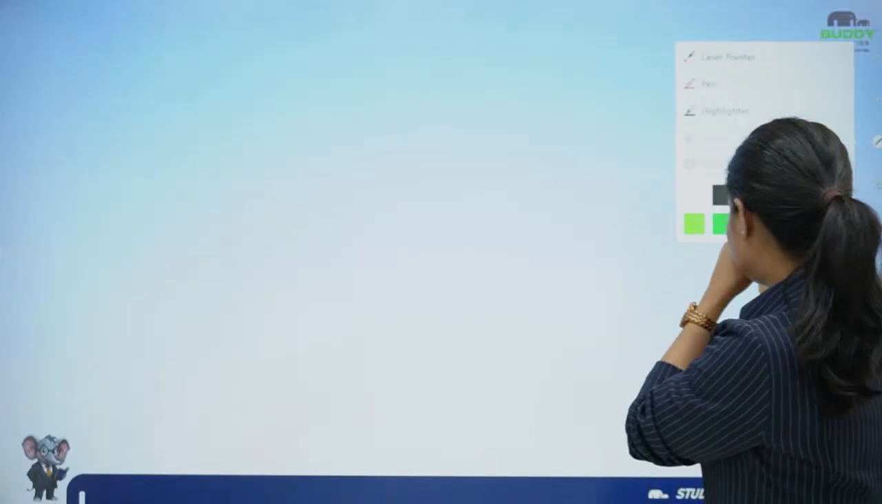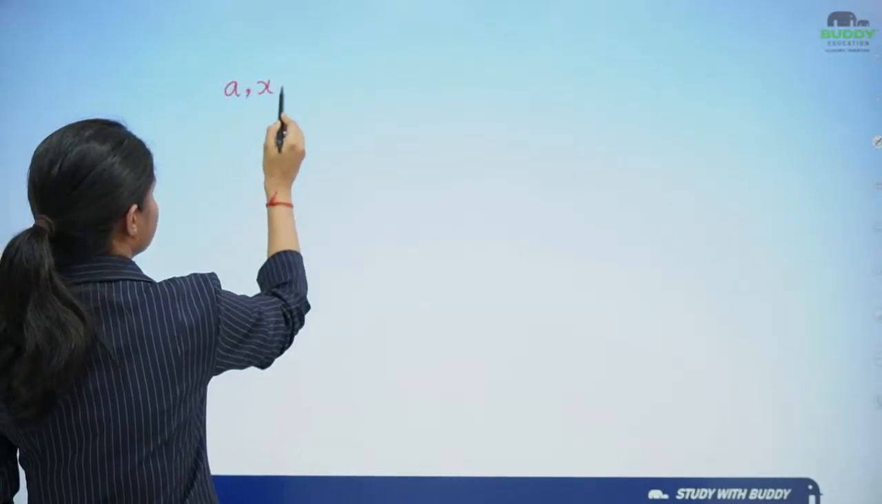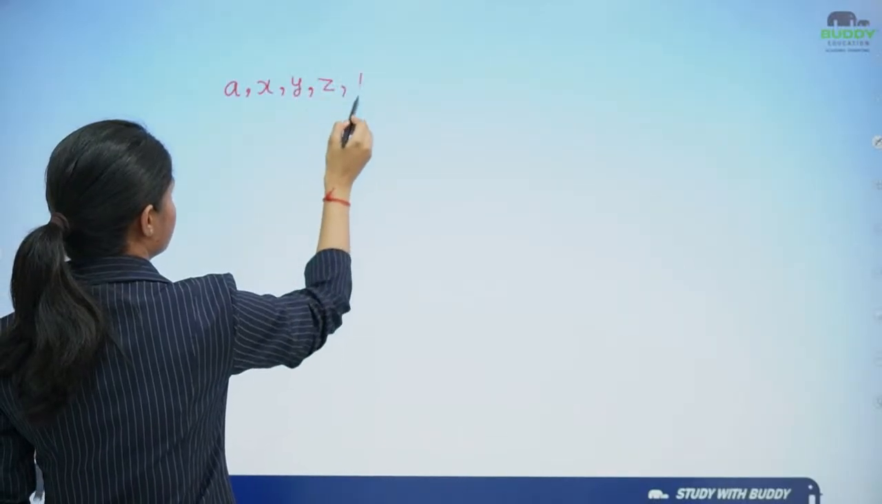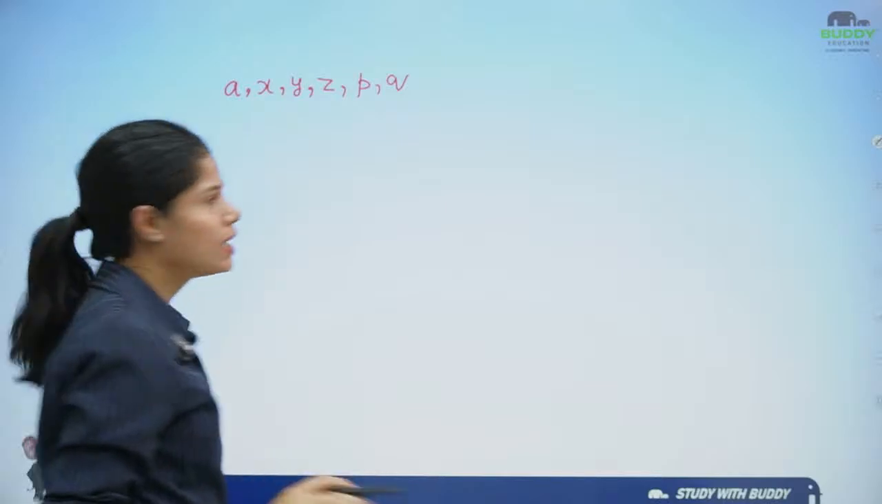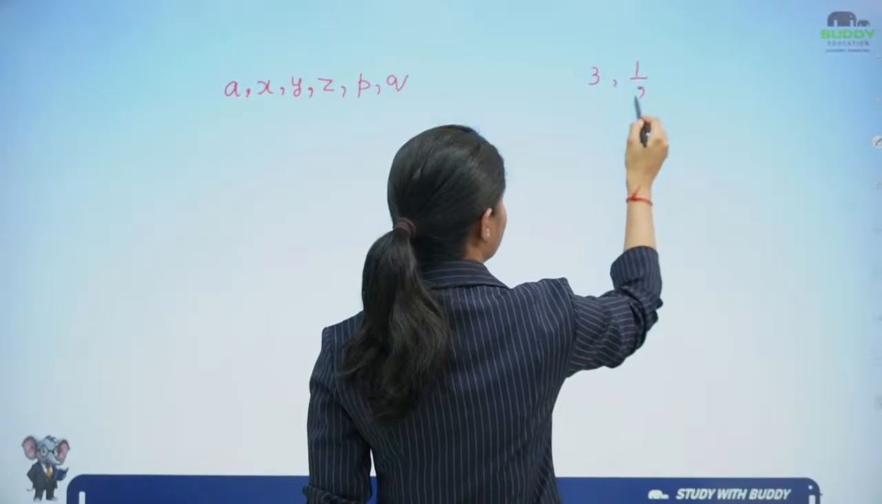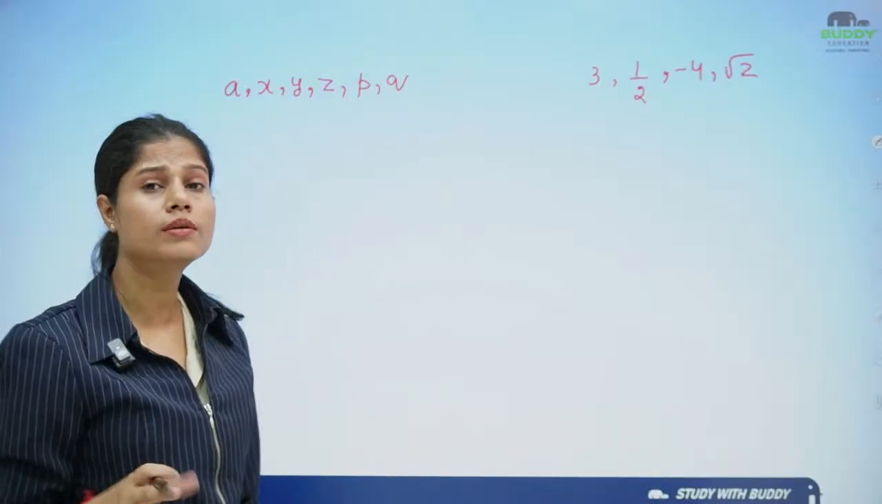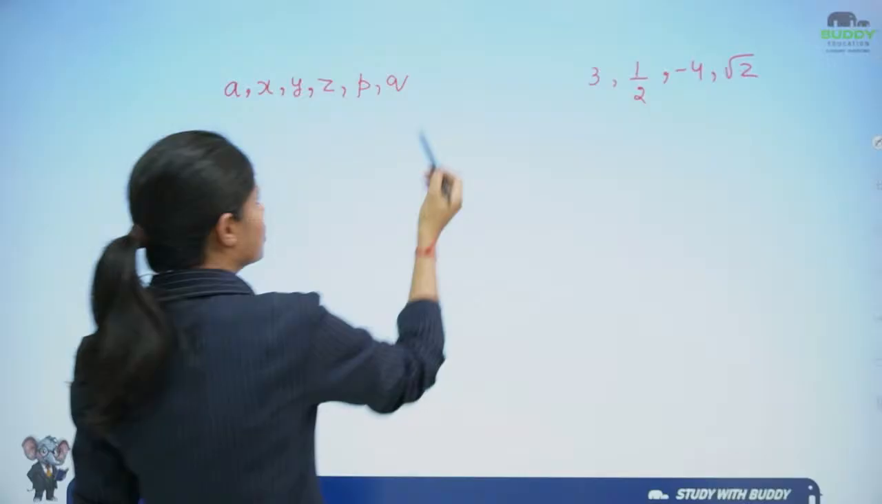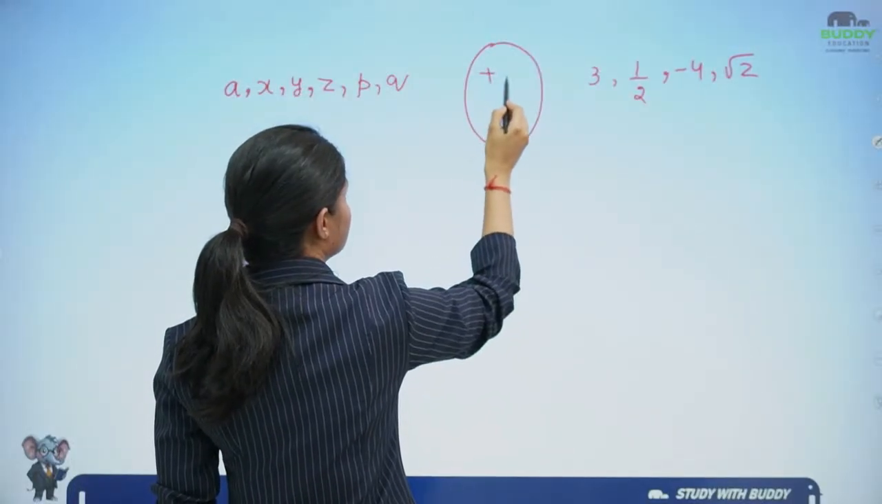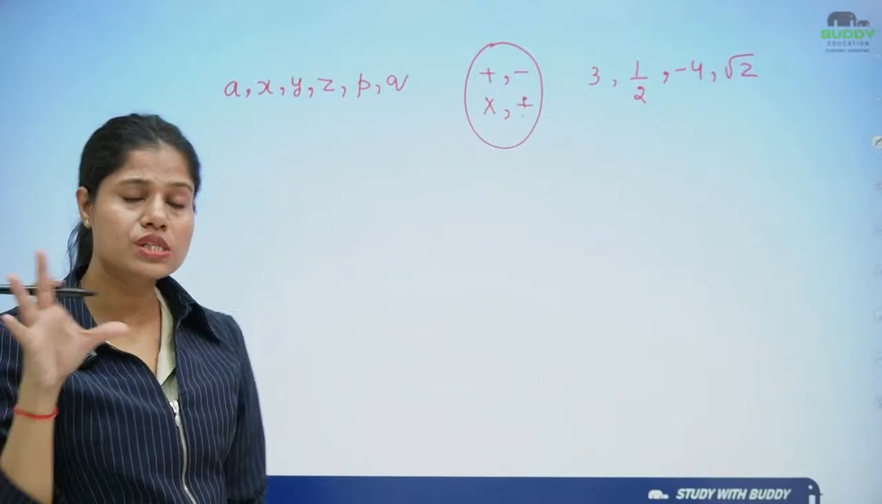For example, if you think of any variable, the variables can be written in the form of a, x, y, z, p, q, r, and so on, correct? You can think about any number, right? So we can think about the number 3, 1 by 2, minus 4, under root 2. It can be any number. Then think about all the mathematical operations that you use generally: plus, minus, multiplication and division, right? Now all you have to do is start combining them.